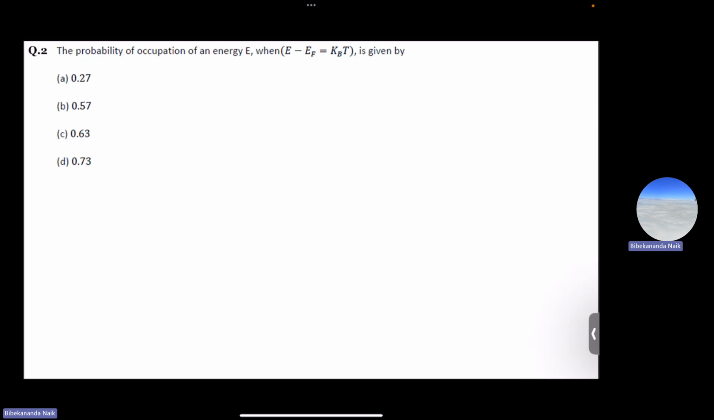The question says the probability of occupation of an energy E, where E minus EF equals kT, is given by option A 0.27, option B 0.57, option C 0.63, or option D 0.73.